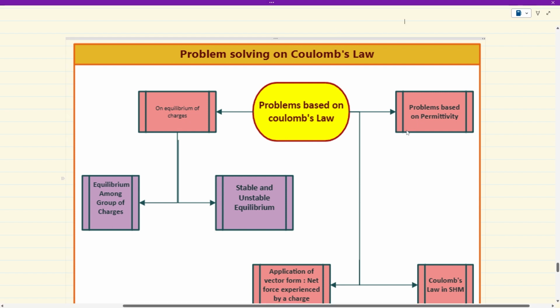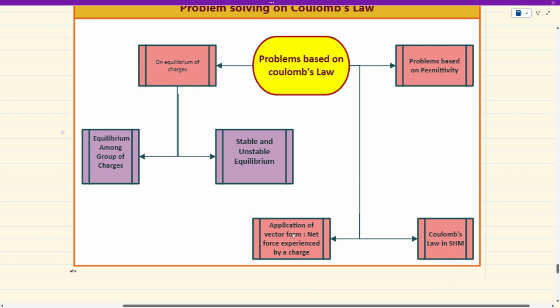There are problems based on permittivity, application of vector form, and Coulomb's law in SHM. Any problem given in the book on Coulomb's law comes under these four categories.